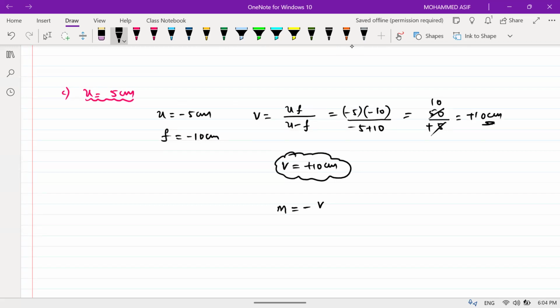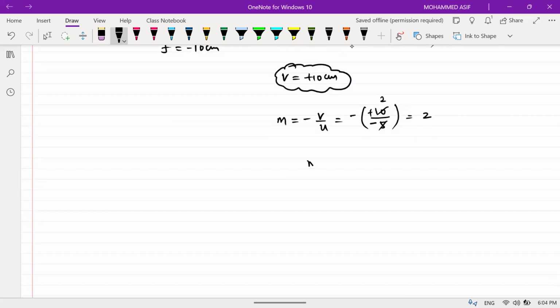M is equal to minus V by U. And this will be equal to minus, this is +10 divided by object distance -5. 5 ones are 5, 5 twos are 10. So this minus of minus becomes plus, and it will be equal to 2. +2 came out. So the magnification is +2. Magnification +2 means what is the nature of the image, anyone? Tell me. The nature will be virtual and erect.